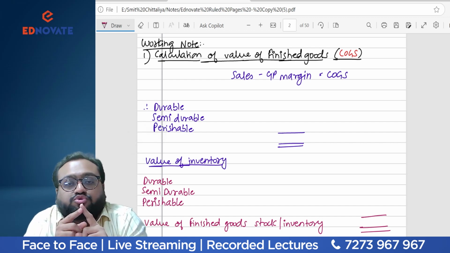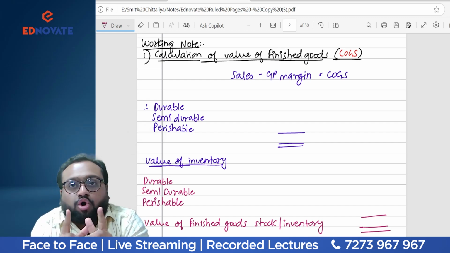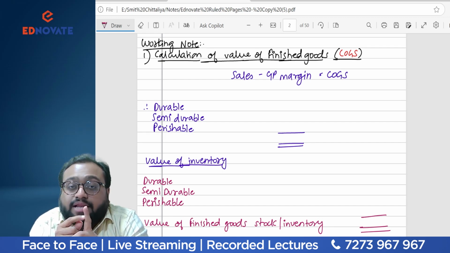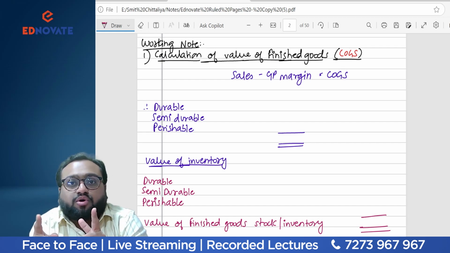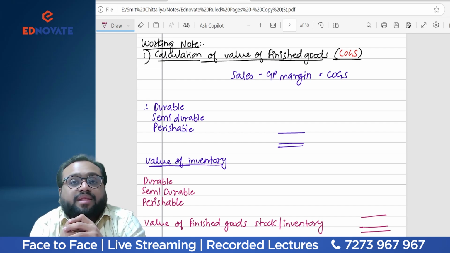Am I right or am I wrong, students? Say yes or no. Stock of raw material, a quick revision of the working capital. Stock of raw material is valued at raw material consumed. WIP is calculated at 100% of the material cost and 50% of labor and overhead costs. Finished goods is valued at cost of goods sold.